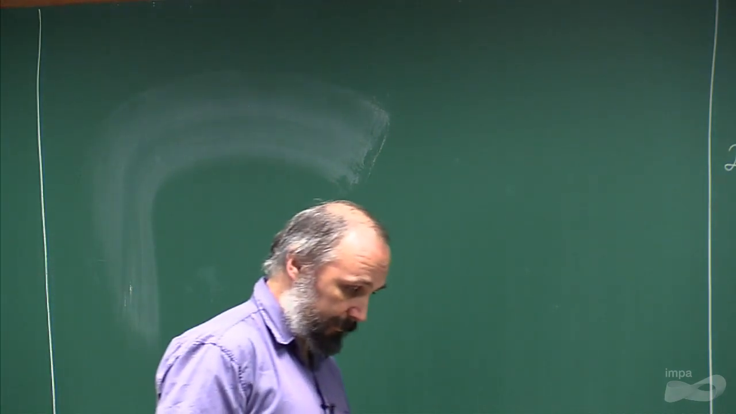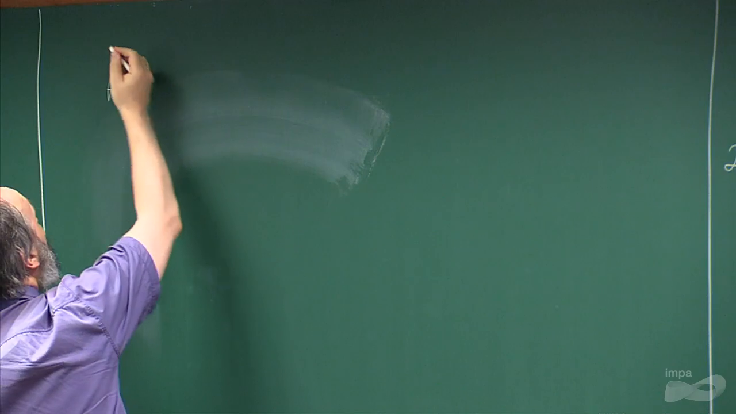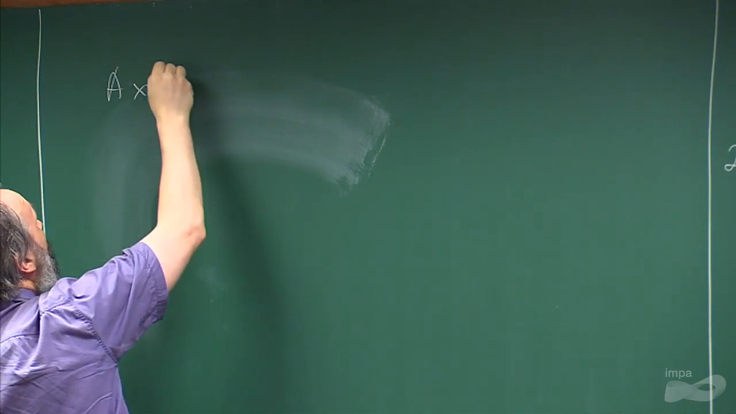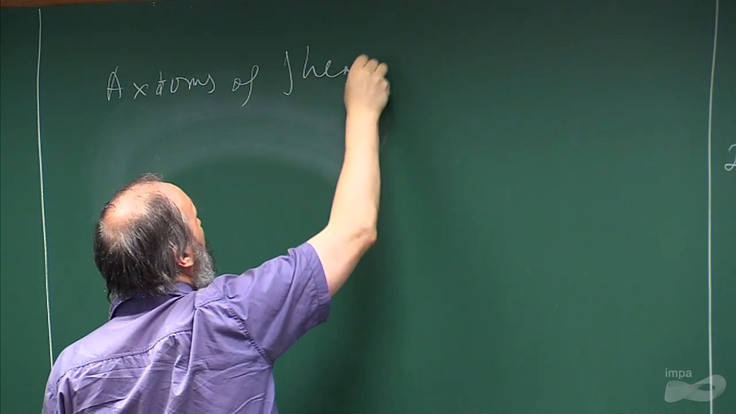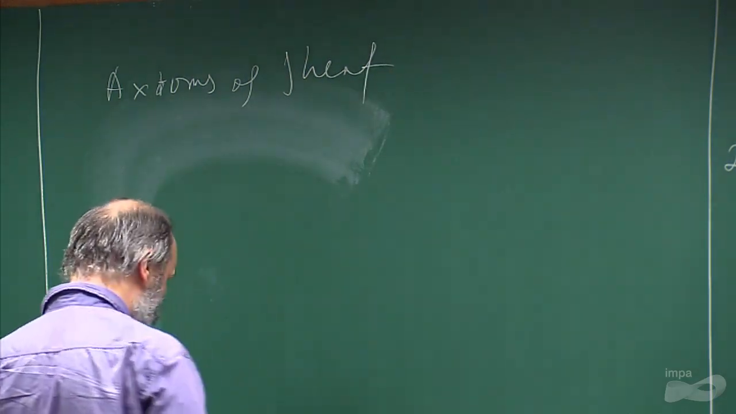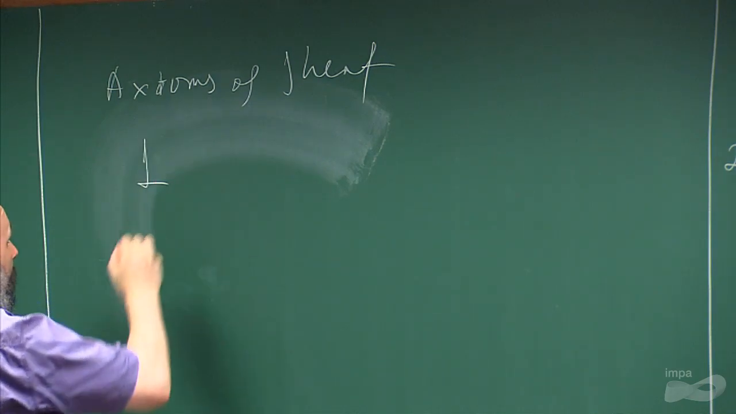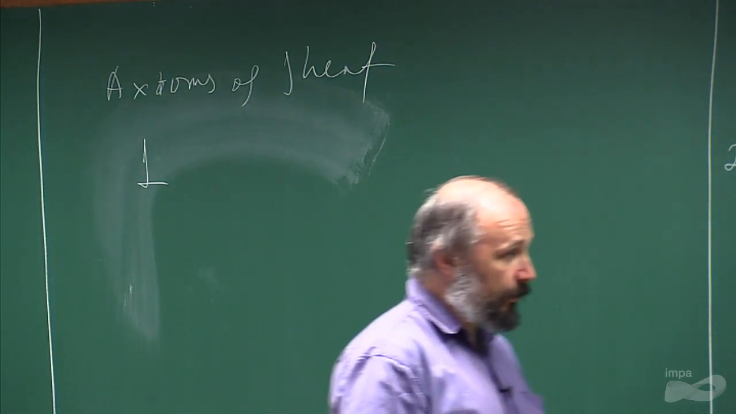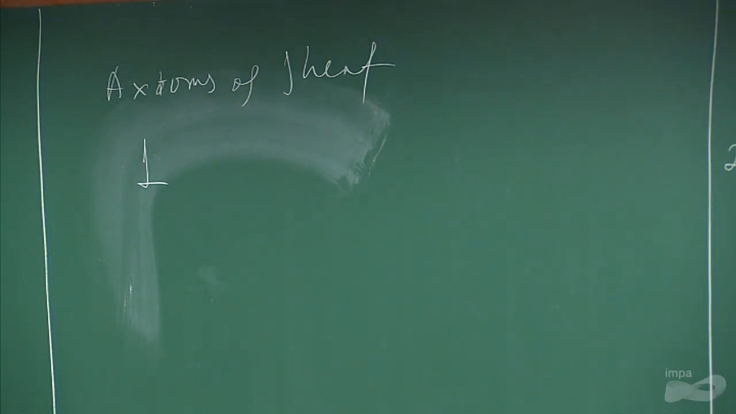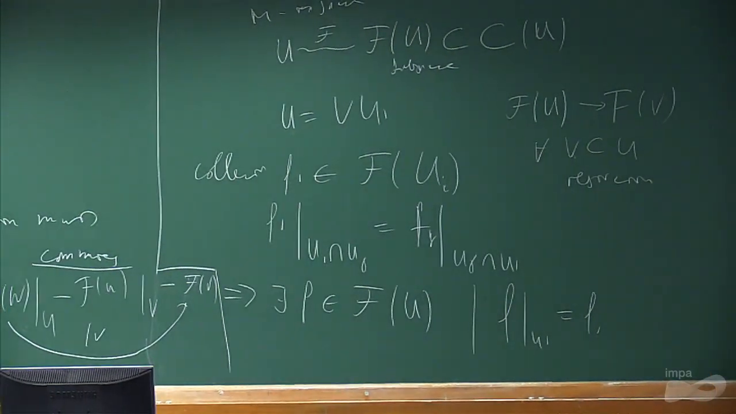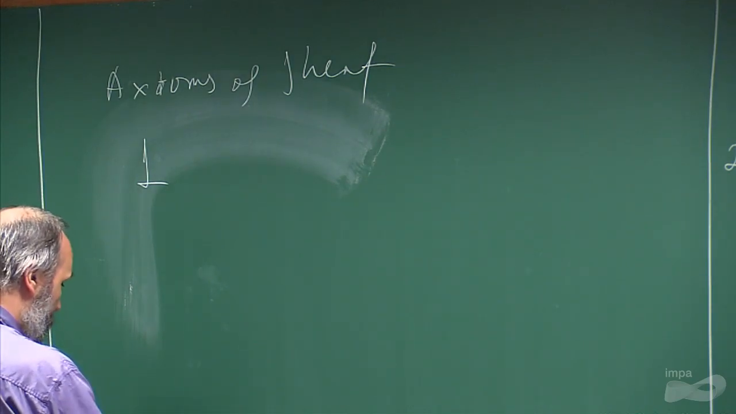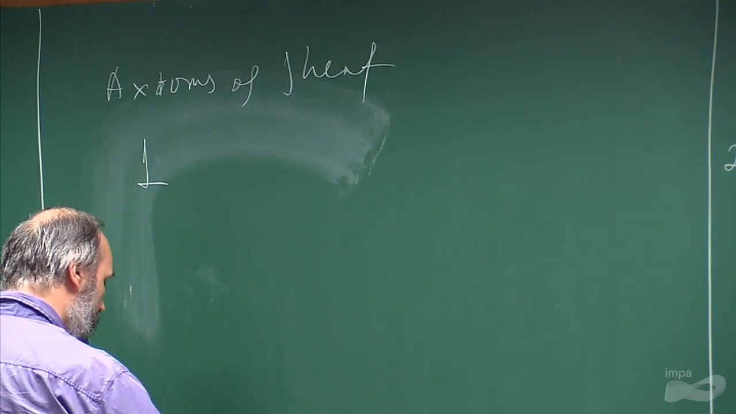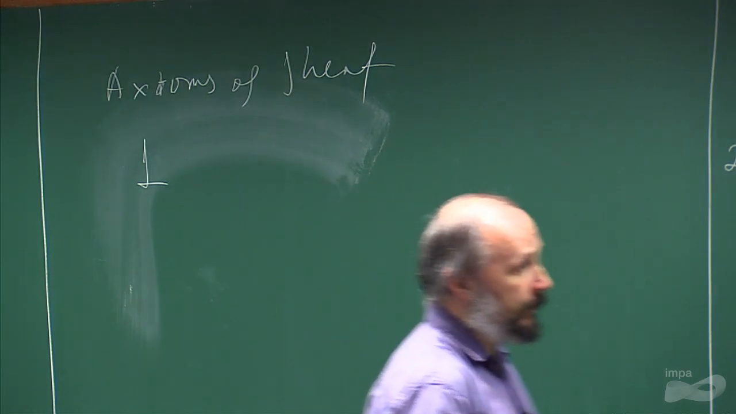But it's not a sheaf. So for a sheaf, you need two axioms. First, well, one of these axioms is here. It's a gluing axiom. But before the gluing axiom, the second is gluing, which is here.